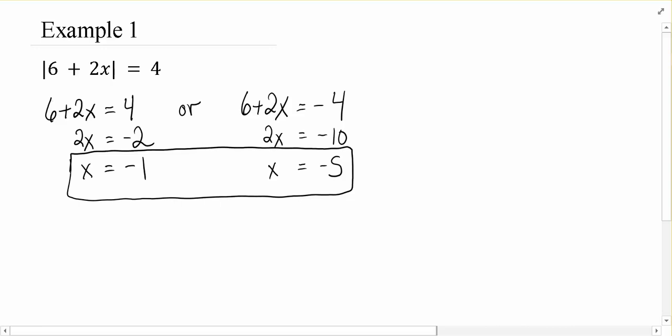And just like any other problem, you can plug these back in, double check that they work, and I would advise doing that. You should always check your work. If you make a mistake, you may as well catch it before you report it. So plug them in, make sure they actually do equal 4 after you take the absolute value, and you're going to be good.